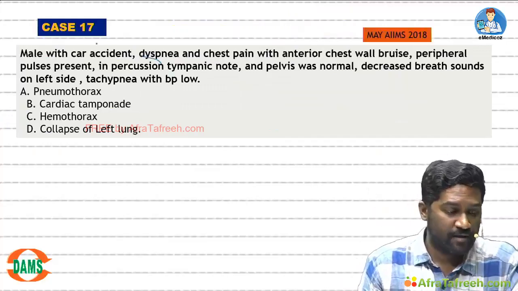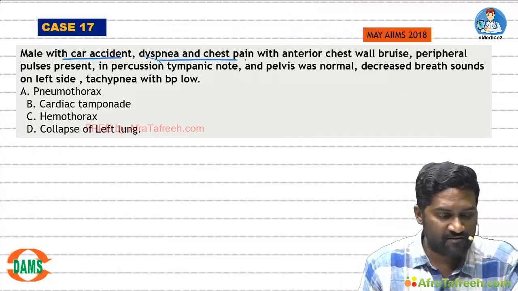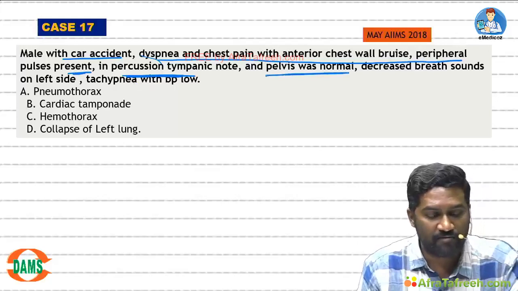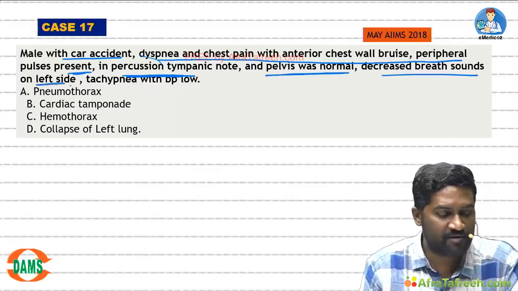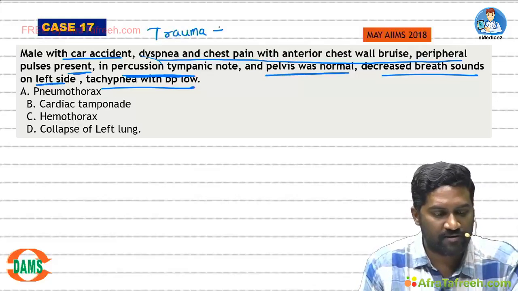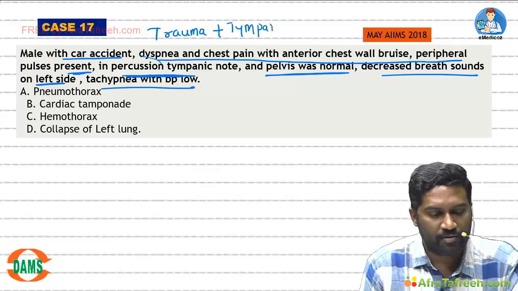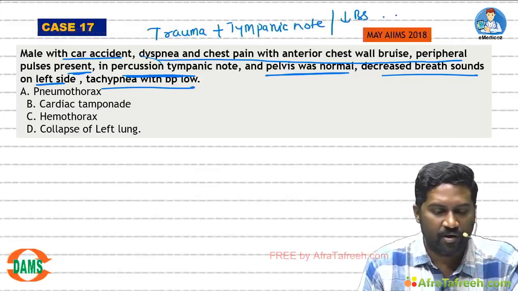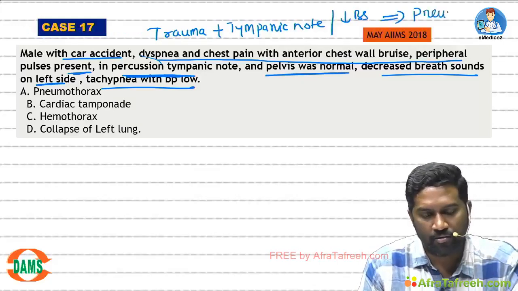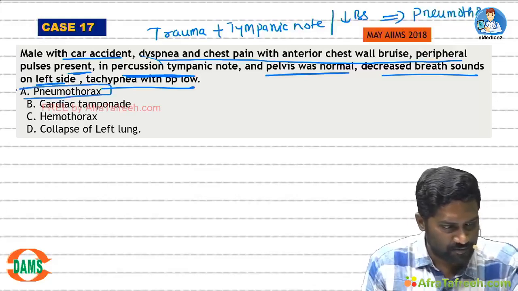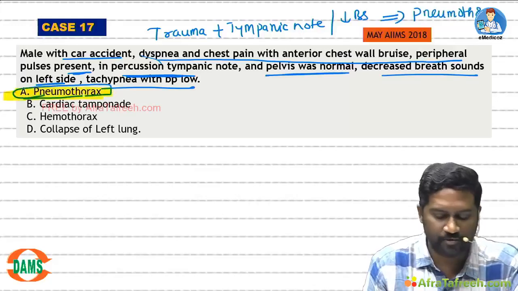The next case. A male with a car accident, dyspnea, chest pain, anterior chest wall bruise, peripheral pulses present. On percussion, there is a tympanic note. Pelvis was normal. Decreased breath sounds on the left side. Tachypnea with low BP. So there is a trauma history, there is a tympanic note, hyperresonant or tympanic, and decreased breath sounds. All this suggests there is an ongoing pneumothorax. The best answer is pneumothorax, students. Option A.